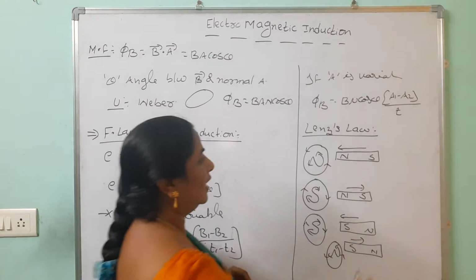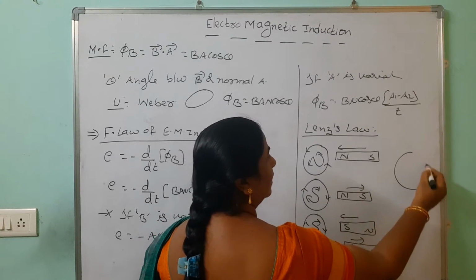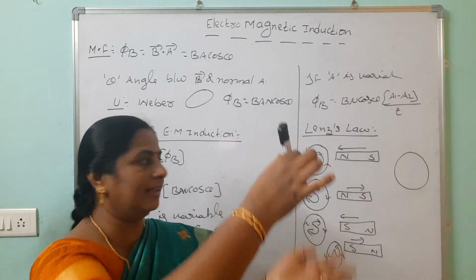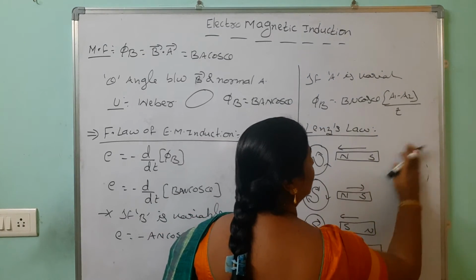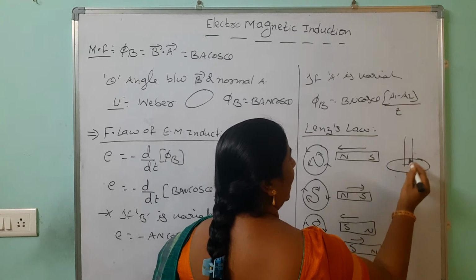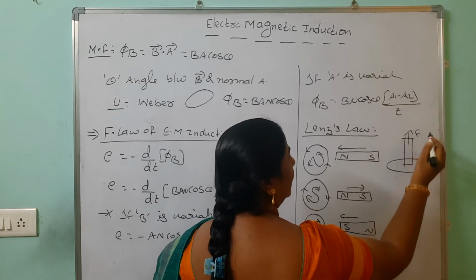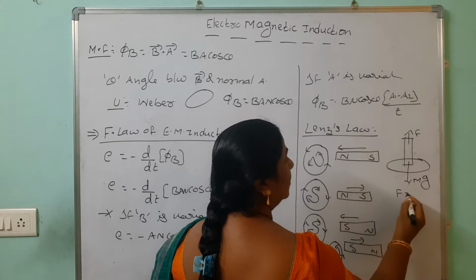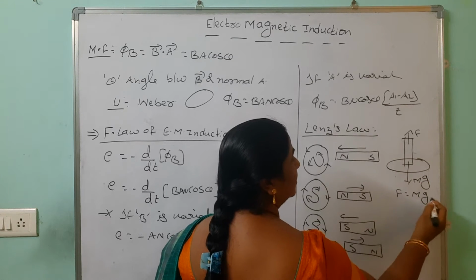Not only this one, if we are taking one coil, the coil is like this, we have to place it and drop one magnet here. The magnet is coming like this. Then what happens? Magnetic force is acting upwards, and weight is acting downwards. If both are in equilibrium, we can say that F equals mg.